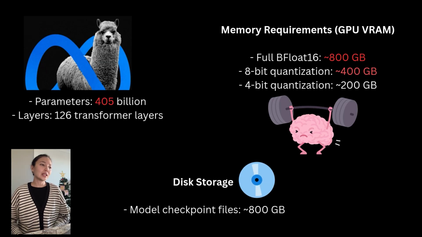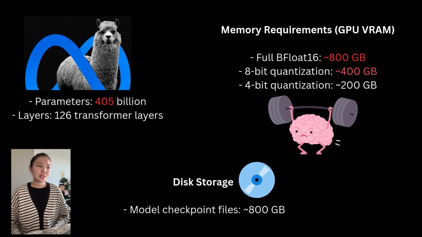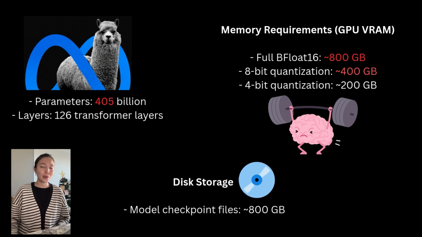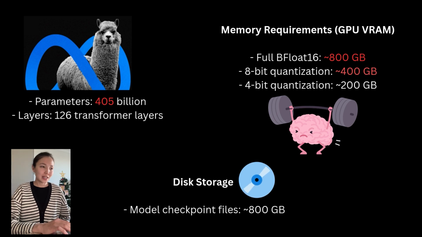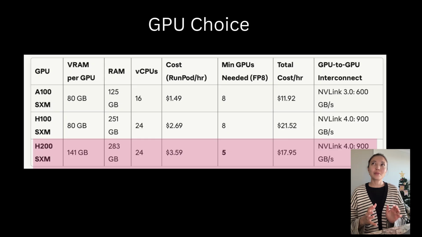So first of all, Llama model 405 billion is a huge one, and it requires around 800 gigabytes of memory. So you need pretty powerful GPUs for this. And let's talk about GPUs. There are some very good options like H100, H800, and H200. And in this table, you can see how they differ from each other.